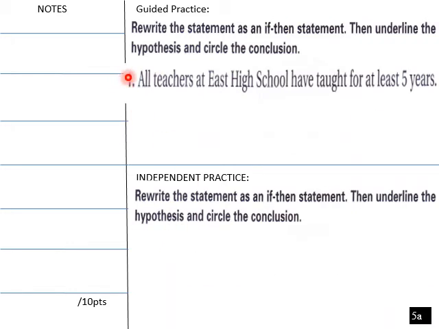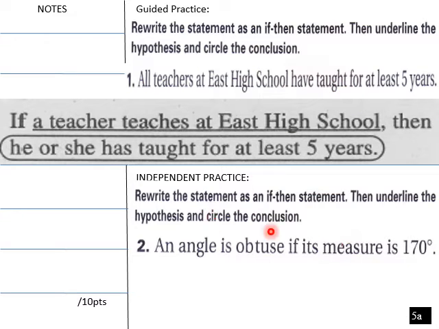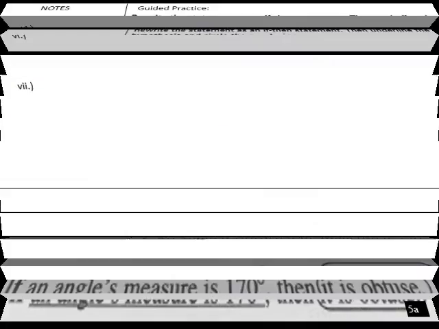Okay, the guided practice here. All teachers at East High School have taught for at least 5 years. So in this case, if a teacher teaches at East High School, then he or she has taught for at least 5 years. That is the idea here: rewrite the statement as an if-then, underline the hypothesis, and circle the conclusion. An angle is obtuse if its measure is 170. If an angle's measure is 170, then it is obtuse. So here's your if, and then would be your conclusion to this hypothesis here.